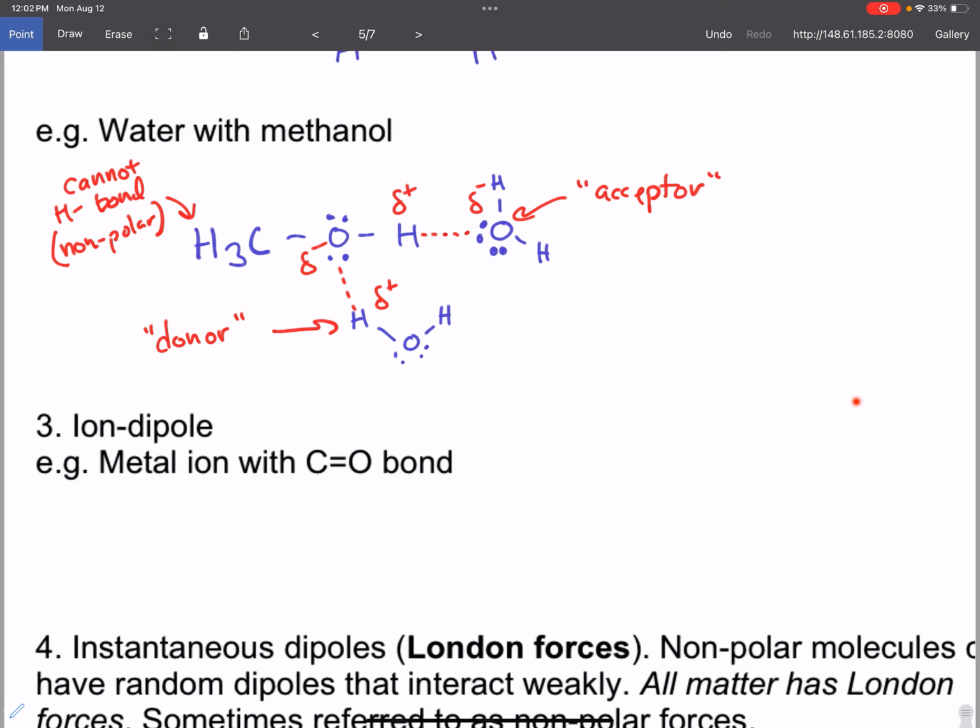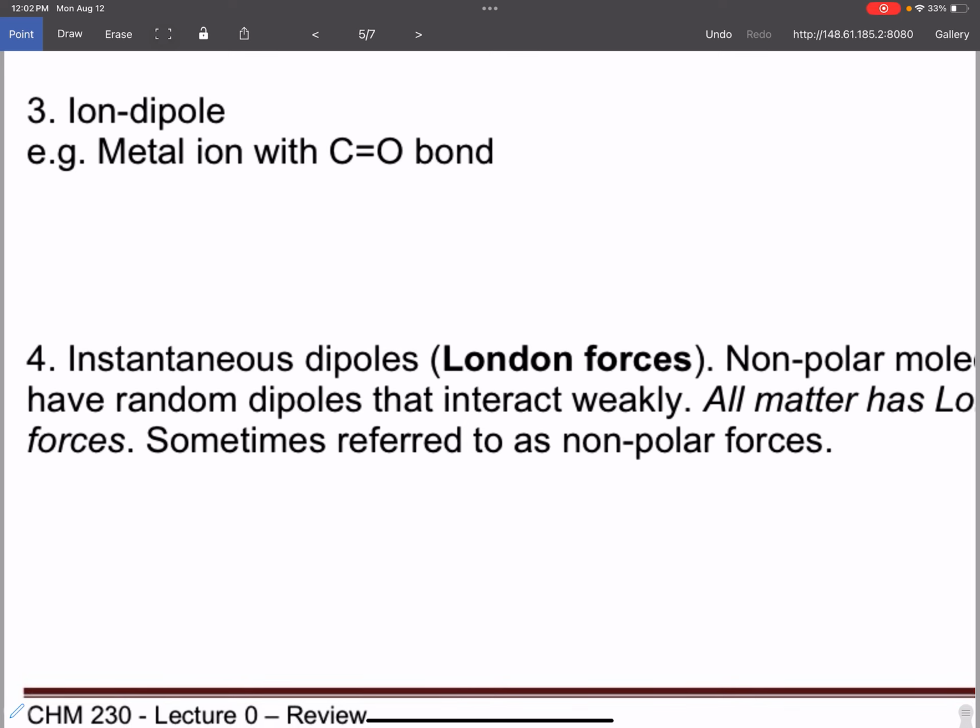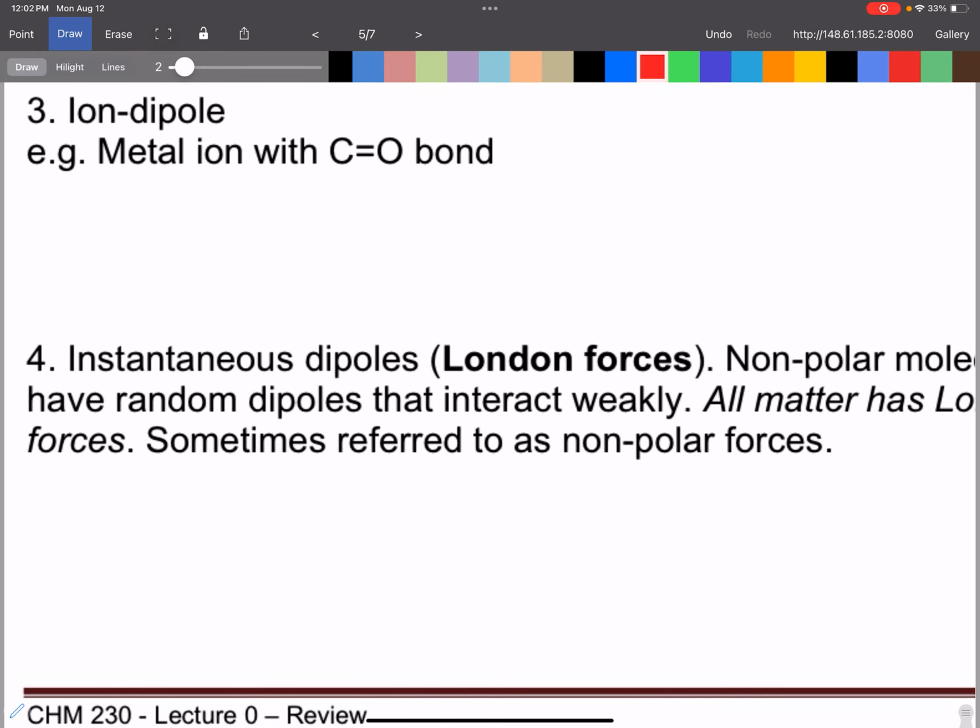All right, another one I want to talk about is the ion-dipole interaction. This is a pretty strong interaction where we have essentially a charge and a partial charge, if you want to think of it that way. So we've got a charge and a partial charge, kind of another way of saying ion-dipole.